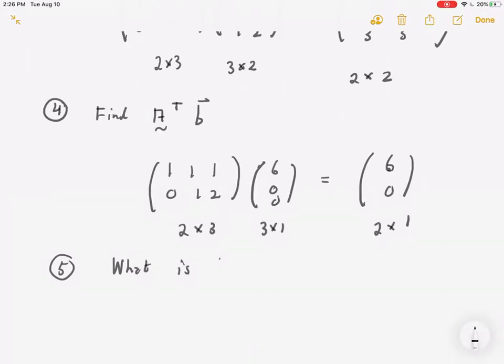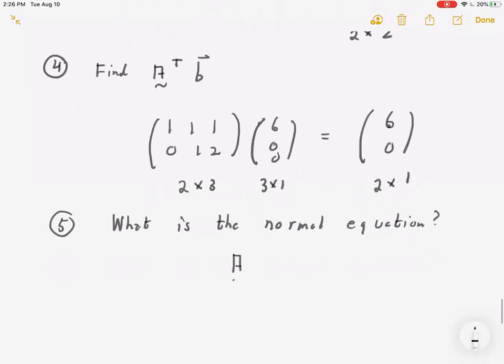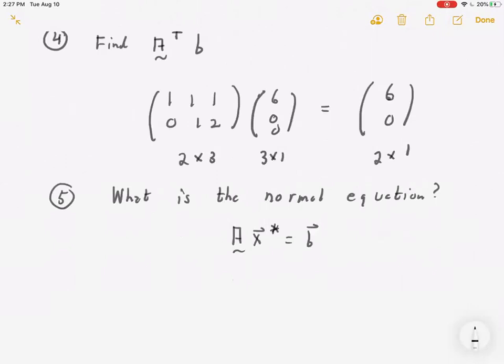Okay. So again, what is the normal equation? And let me give you a way of remembering what the normal equation is. You start out with A times X asterisk equals B. That should look familiar to you. But X asterisk is a very special vector. It's the vector that is closest to B. So to get the normal equation, all you do is left multiply both sides of this equation by the transpose of A.